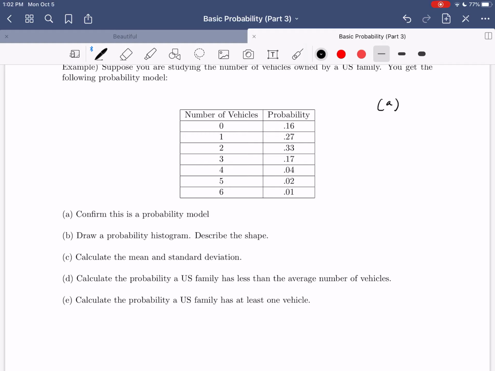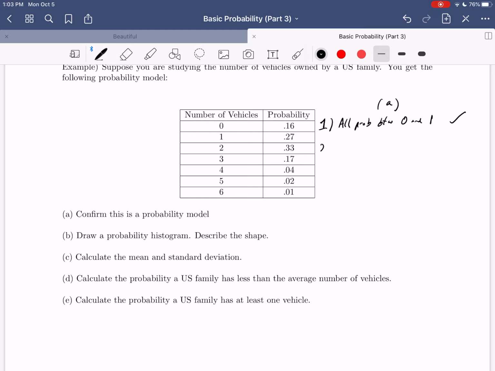Remember, way back when we started probability, there are 2 things to confirm. The first is all probabilities are between 0 and 1. Remember, every probability in a probability model must be a number between 0 and 1. Is that the case for all of these? Absolutely. All of these are decimals that are less than 1, and they're all positive numbers, so we're all good with that. Let's give ourselves a little bit more space there. So we're just going to move that over. So the first thing we need to confirm is all probabilities between 0 and 1.